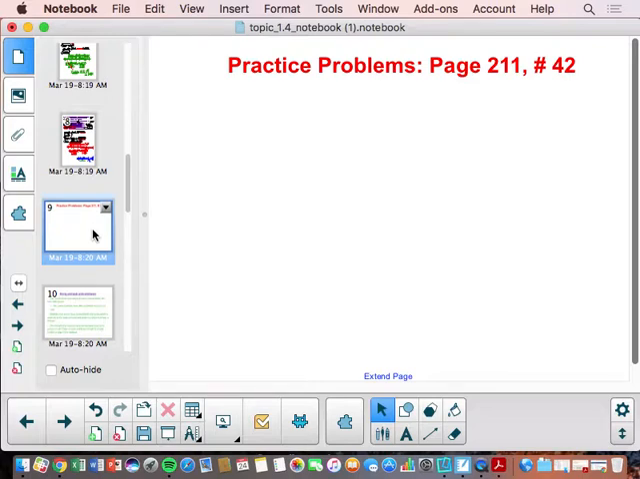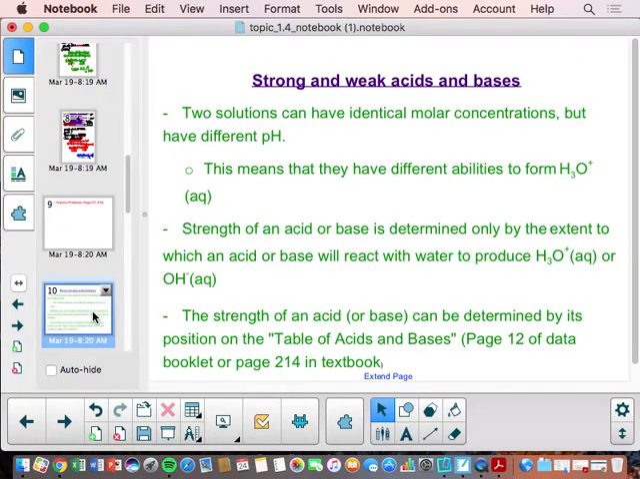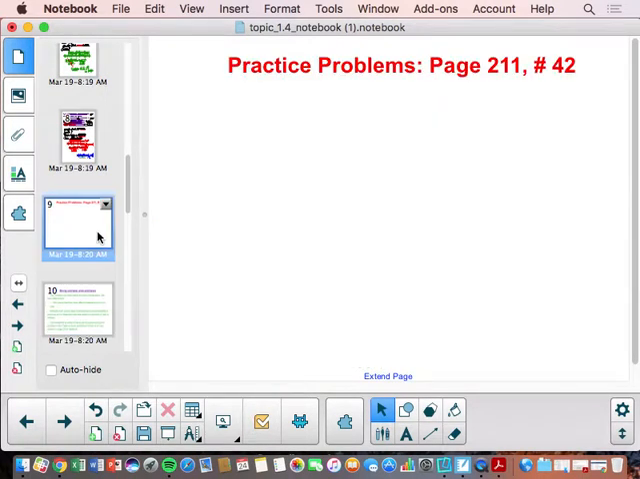So there's one practice question that goes along with that, number 42 on page 211. It should be written there for you. So that one, we're just going to skip past that. Do that one after. It says 42 to 44, but I only want you to do 42. So just do 42, don't do 42 to 44.